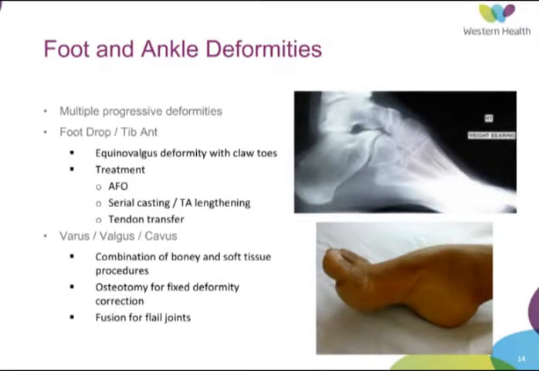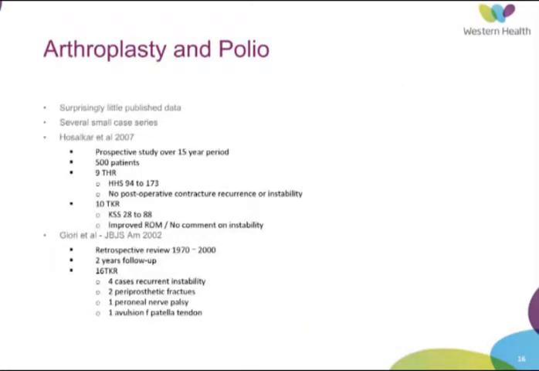Thumb, as we said earlier, the most commonly affected here is disruption to opponens pollicis, and this can be restored by using the fourth or the ring finger slip of FDS and transferring this to the base of the first metacarpal. In looking at arthroplasty in patients that have had polio, there was surprisingly very little published data on this. I found several very small case series of patients of sort of 10, 15 joints. There was no large study. These were perhaps the two main ones that I found.